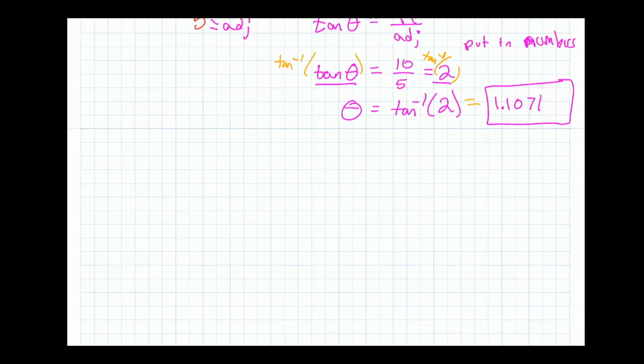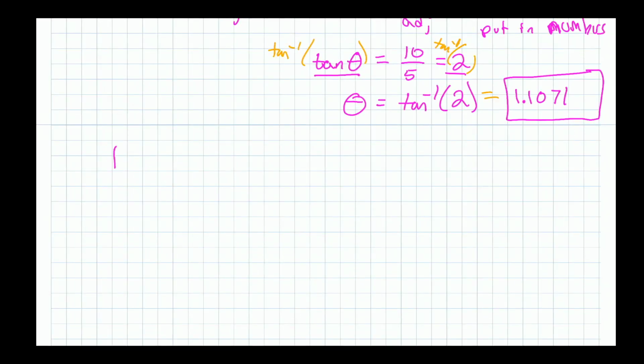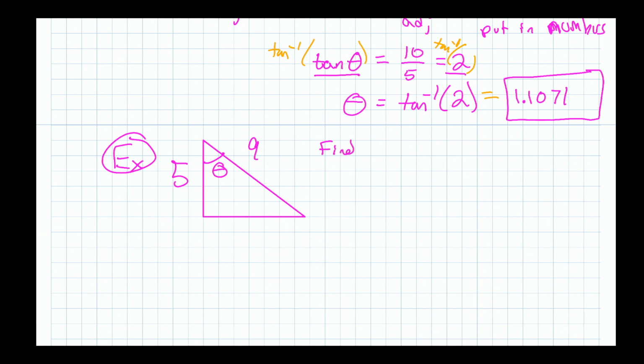Let's do another one for practice. So they put the theta up here, 9, 5. And again, we're finding theta to 4 decimal places. So let's abbreviate. All right, how do we do this?